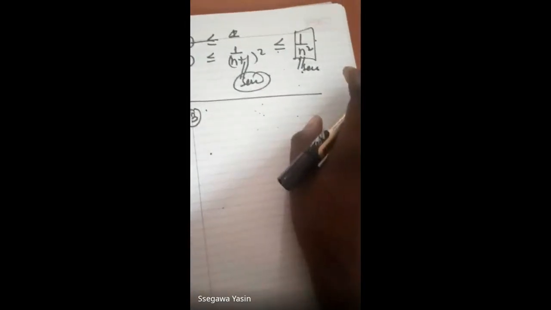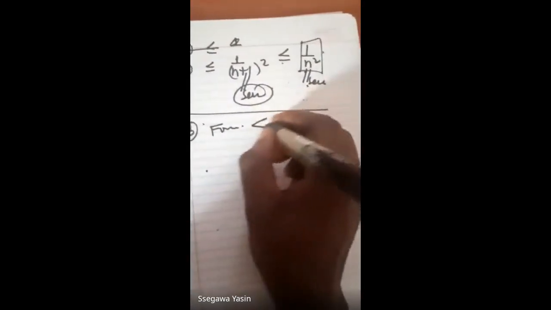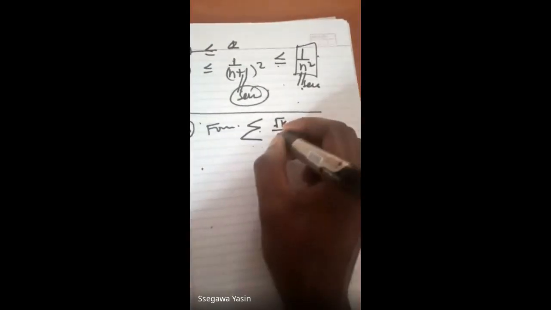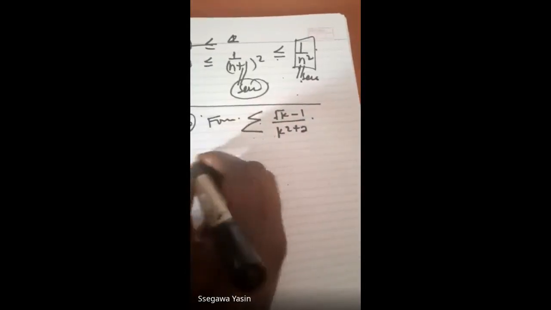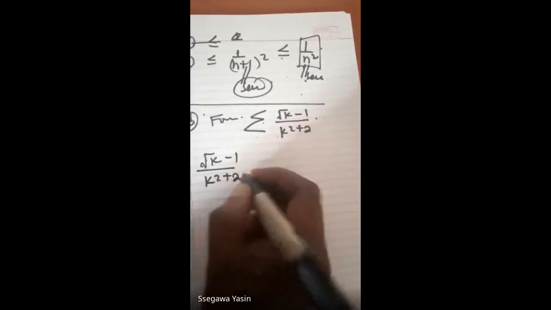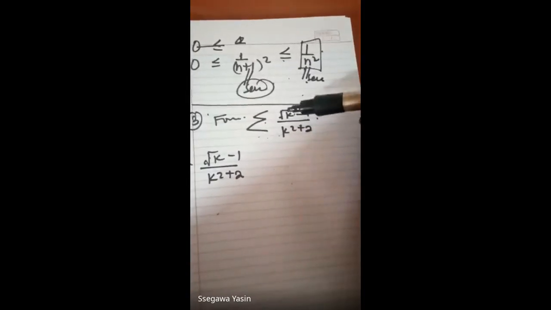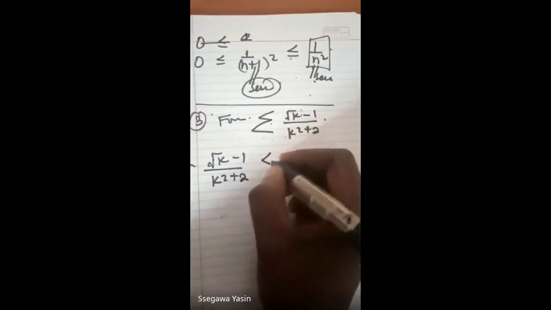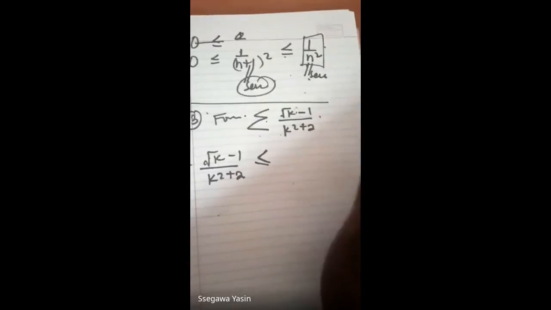And I have what? We are given a series which is the root of k, 1 minus k squared plus 2. So we can say this is the root of k minus 1 over k squared plus 2. You see this one here, I've just picked a sequence from this series. Now I can drop some few things, but you take care on what you are dropping.